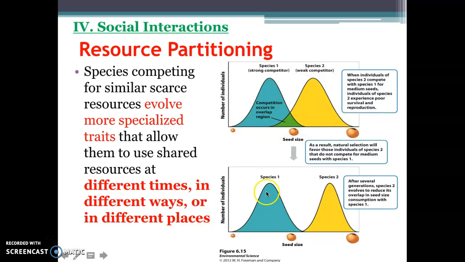But if you notice down here, after resource partitioning has happened, that overlap is gone. So it looks like species one is taking the cake when it comes to medium. So something happened. These guys moved over. They're still doing all right, but the medium seeds are going to species one.